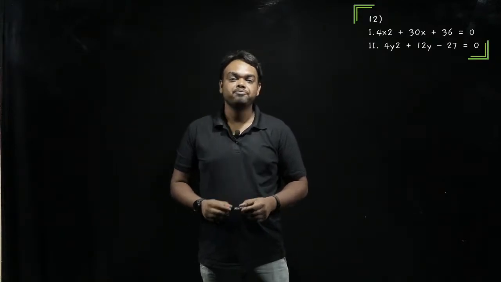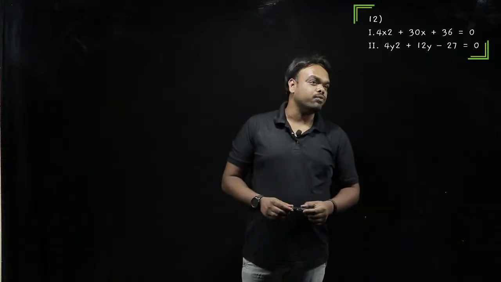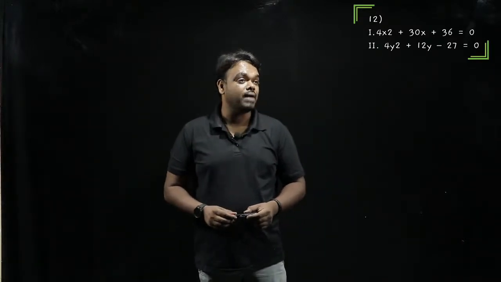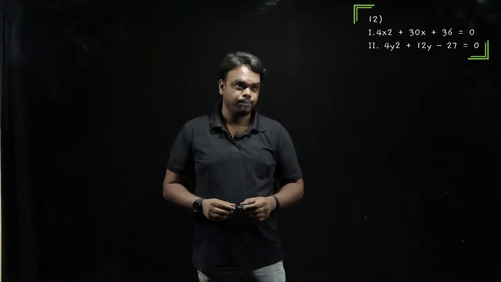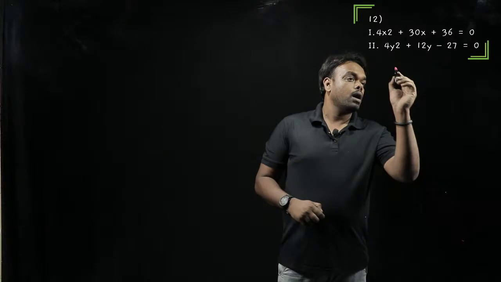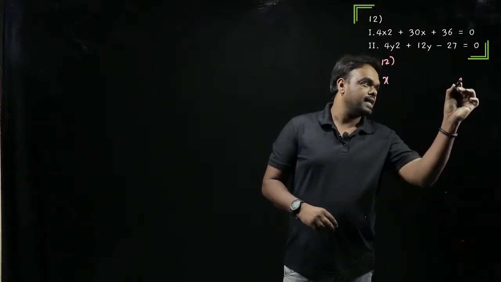Okay. So question number 12. What do we have? 4x square plus 30x plus 36, 4y square plus 12y minus 27 equal to 0. So there are two equations. Let me show you. Equation number 12. Start with x and start with y.